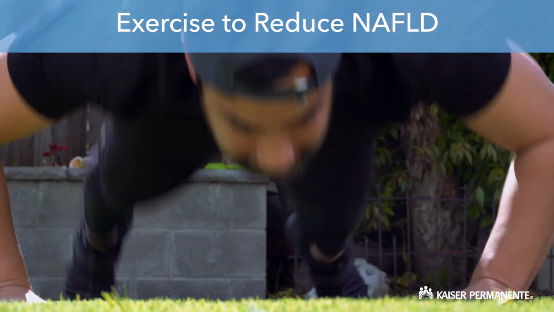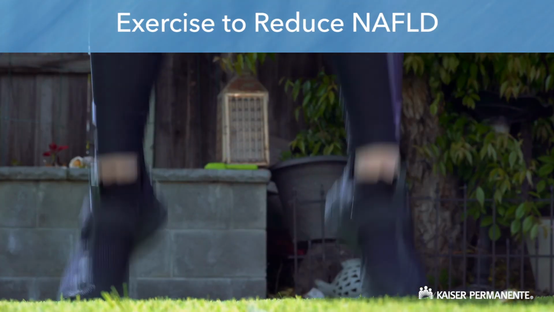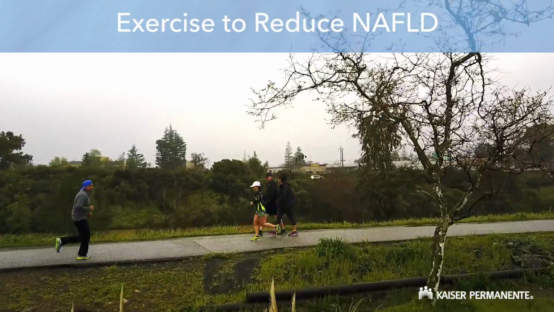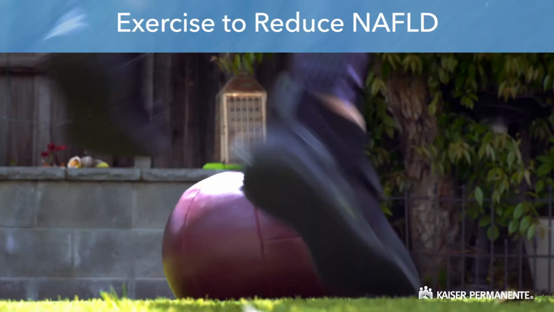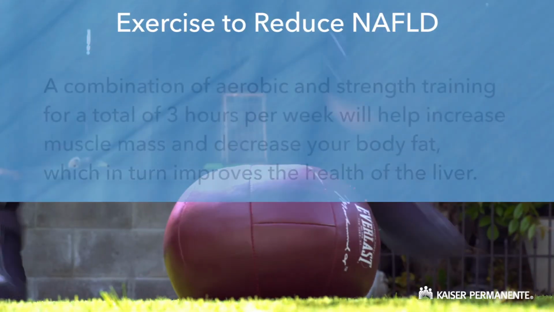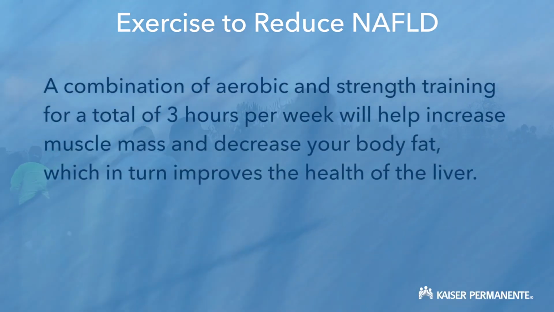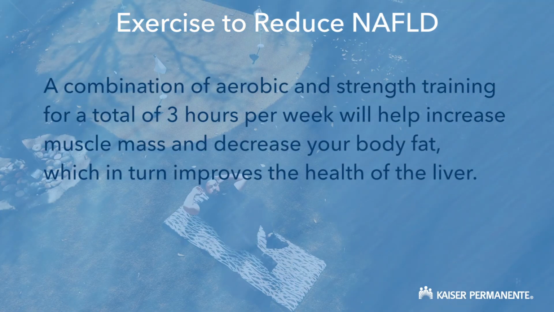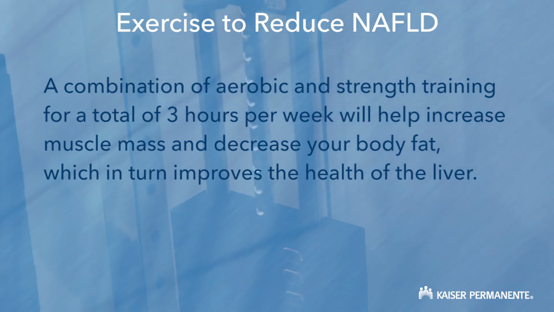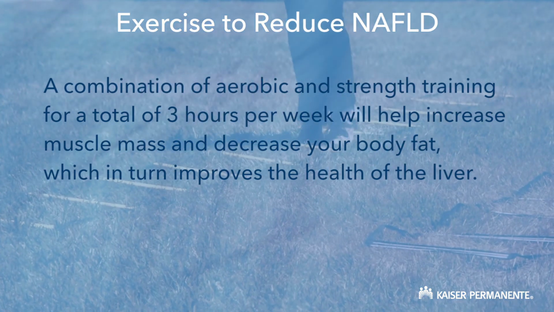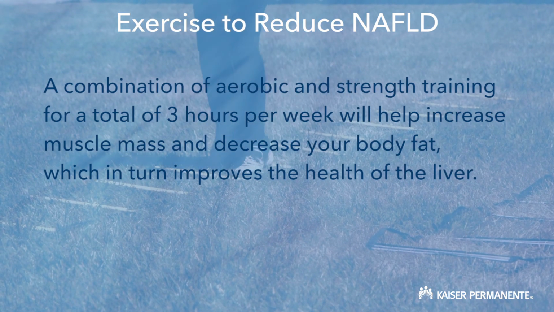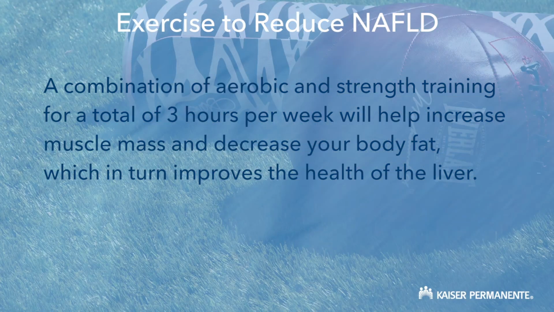Studies have suggested that exercise might help reduce non-alcoholic fat in the liver as well, although more research is needed to understand what exercises would work the best. In general, a combination of aerobic and strength training for a total of 3 hours per week will help increase muscle mass and decrease your body fat, which in turn improves the health of your liver, as previously discussed.